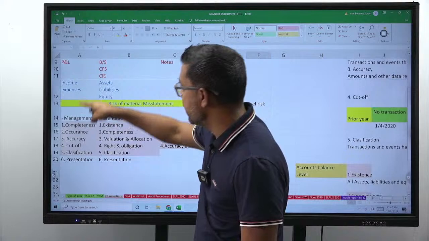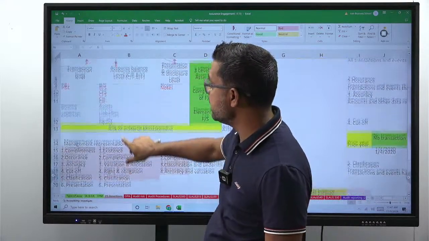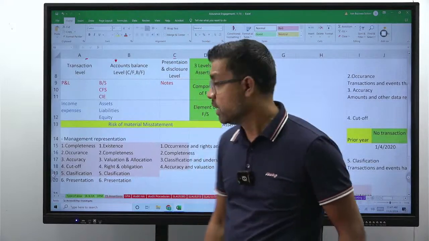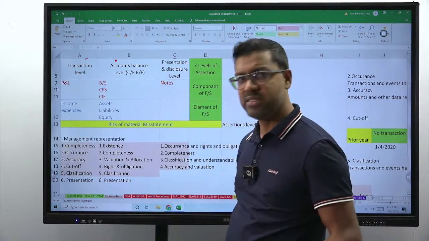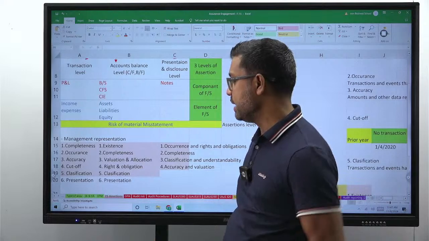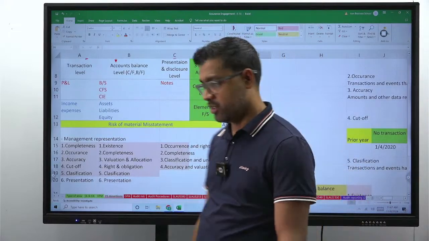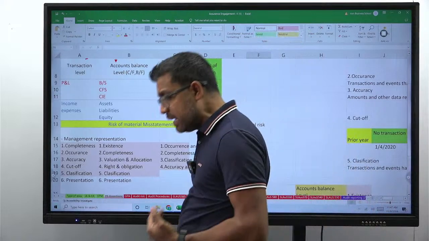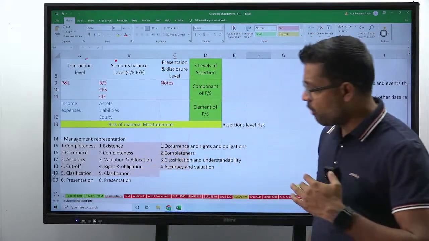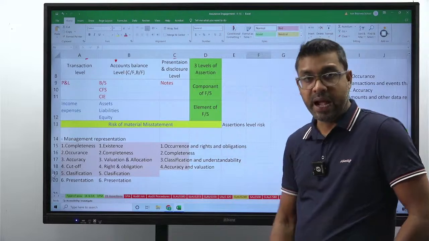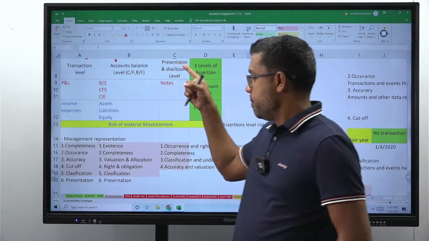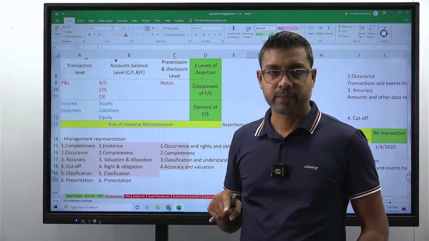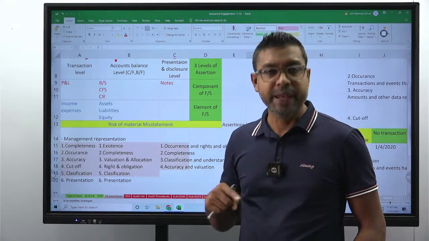If you take P&L, income and expenses, or else transaction level assertions, there are 6 assertions: completeness, occurrence, accuracy, cutoff, classification and presentation. How should we learn this, or what is the meaning of this? I told you, financial statement assertion means management representation. How do we explain this?